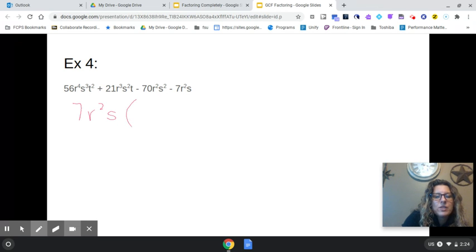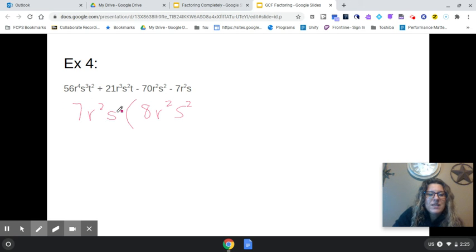Now let's think multiply. 7r squared s times what will give me 56 r to the 4th, s to the 3rd, t squared? Woo. All right, so 7 times 8 is 56. We have r squared, so we need to multiply it by another r squared to get r to the 4th. We're multiplying s by s squared because we need s to the 3rd power. We did not factor out any t's, so we're going to still need that t squared on that term.